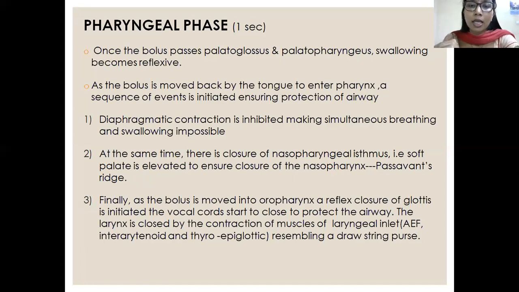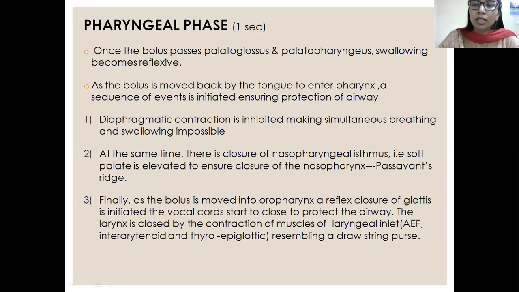So what happens? To prevent any kind of aspiration, diaphragmatic contraction is inhibited, making simultaneous breathing and swallowing impossible. So either you swallow or you breathe, you can't do both. This more or less prevents aspiration. At the same time, there is closure of the nasopharyngeal isthmus. What is this nasopharyngeal isthmus?